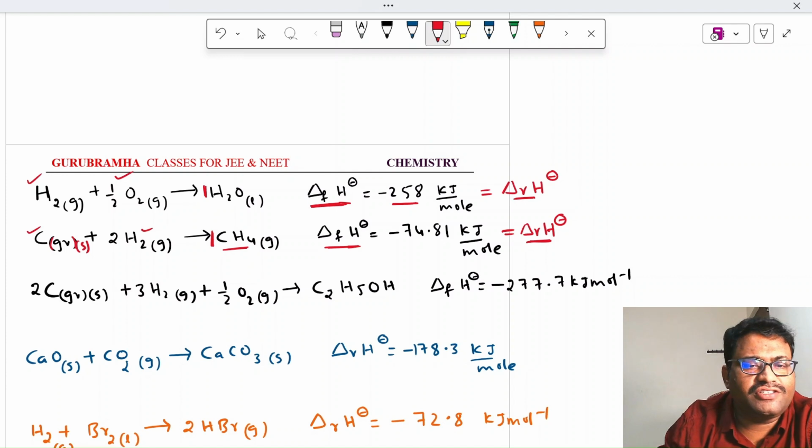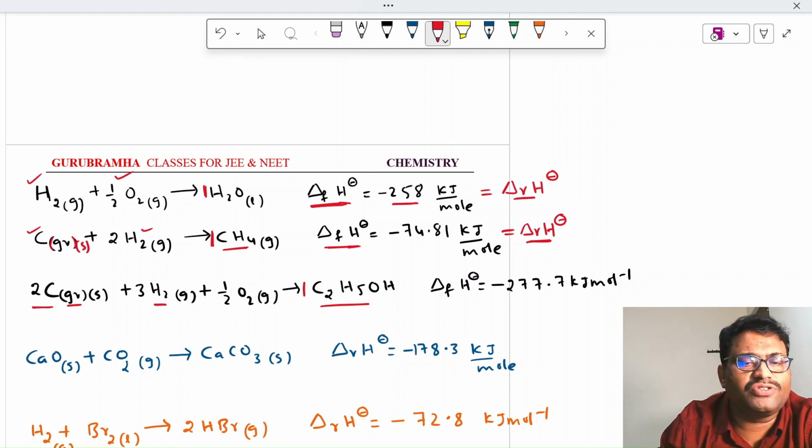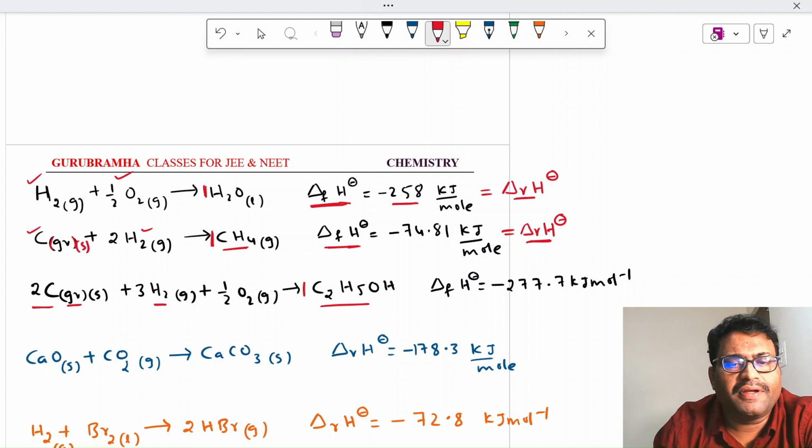So the next example is also satisfying it. What is formed? Ethyl alcohol. 1 mole of ethyl alcohol is formed from carbon, where graphite is the most stable state, from hydrogen, where the gaseous state is the most stable state, and oxygen, where the gaseous state is the most stable state. This oxygen, hydrogen and carbon are present in their elemental form, and these elements are present in their most stable state. So it is satisfying the definition of standard enthalpy of formation.